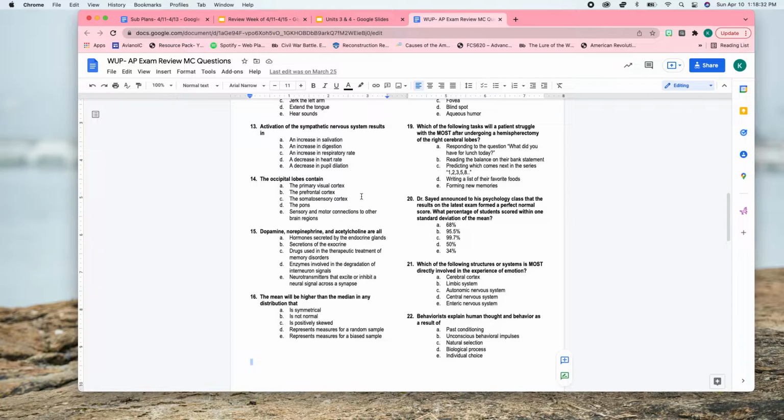So dopamine, norepinephrine, and acetylcholine are all. The correct answer for this would be E, neurotransmitters that excite or inhibit a neural signal across a synapse.